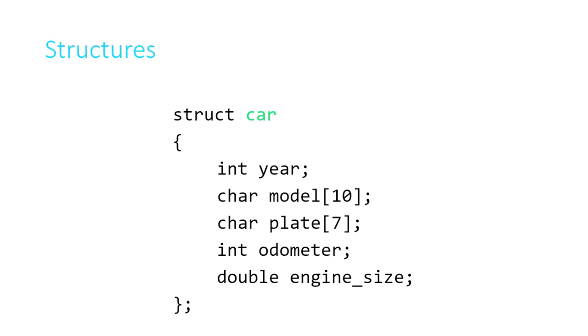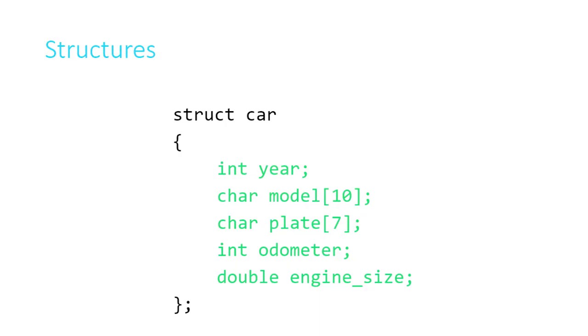Inside of the curly braces from this point forward, we can define all of the different variables that we want inside of our super variable. So for example, here are some things that are common to cars. They have a year, the year that they were manufactured. We have a model and a license plate and an odometer, which is a number of miles. And maybe they have an engine size, which in the United States is usually represented as a float for how many liters the engine capacity is.